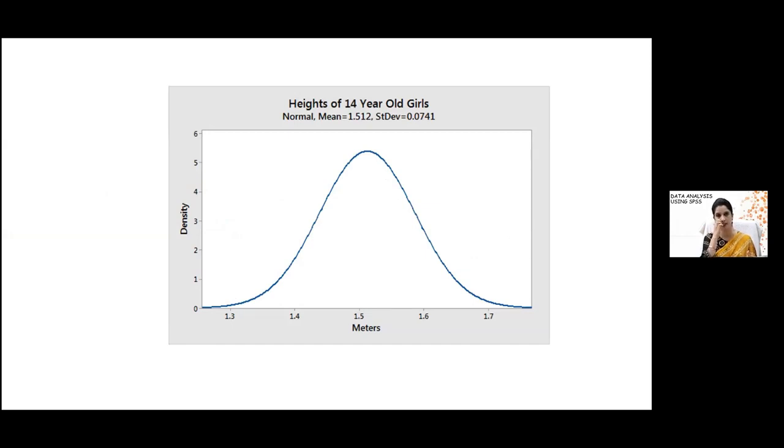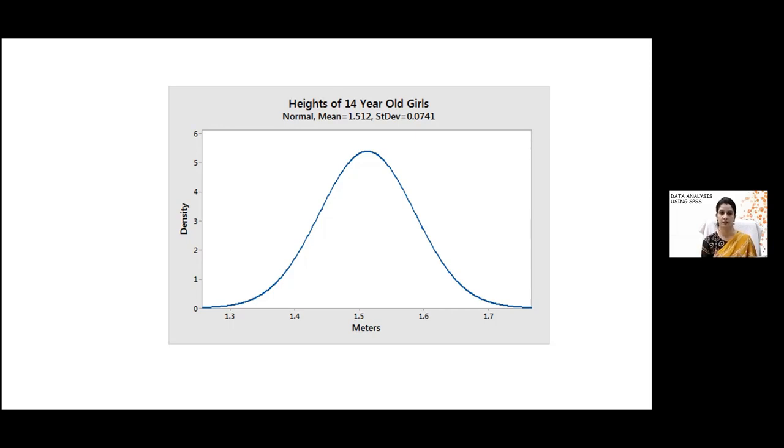Bell-shaped curve, we discussed that most of the values tend to be around the center, and then they taper in both directions equally, resulting in a bell-shaped curve. So this bell-shaped curve, we call it a normally distributed curve. It means that the data follows a normal distribution.